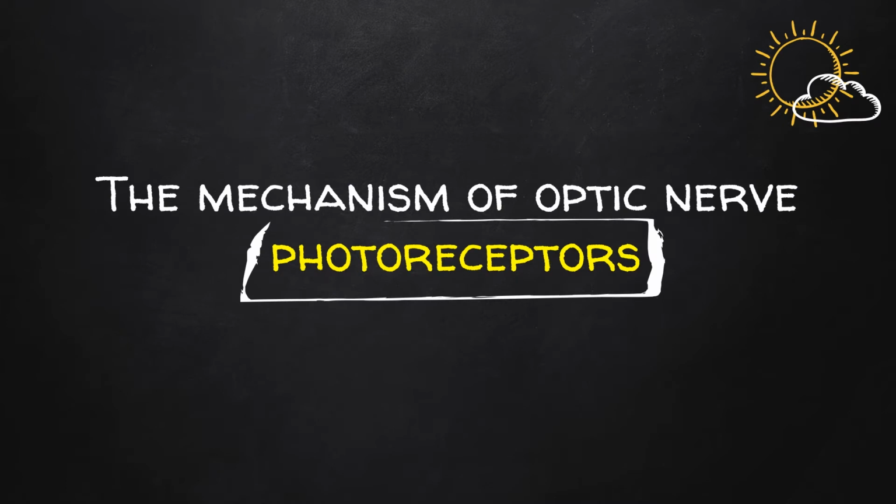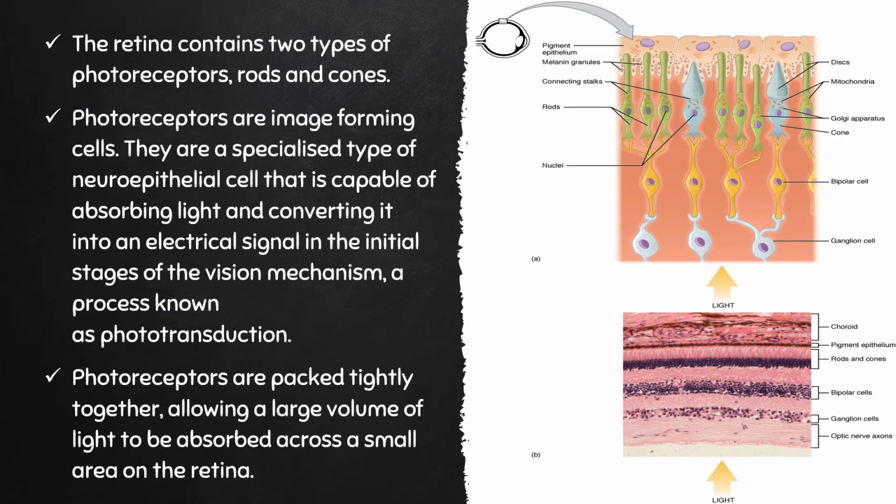The next part, we will show you the mechanism of optic nerve photoreceptors. The retina contains 2 types of photoreceptors, rods and cones. Photoreceptors are image-forming cells. They are a specialized type of neuroepithelial cells that are capable of absorbing light and converting it into an electrical signal in the initial stage of the vision mechanism, a process known as phototransduction. Photoreceptors are packed tightly together, allowing a large amount of light to be absorbed across a small area on the retina.